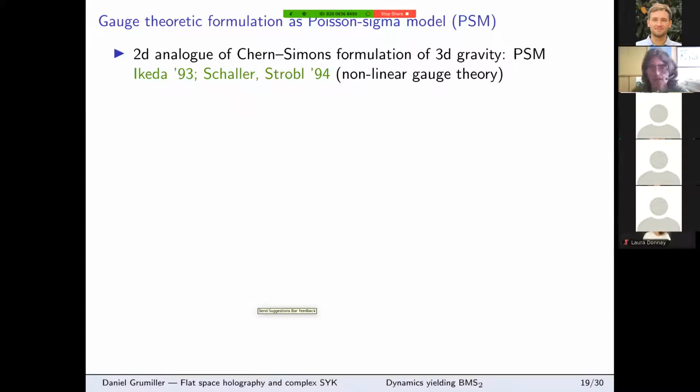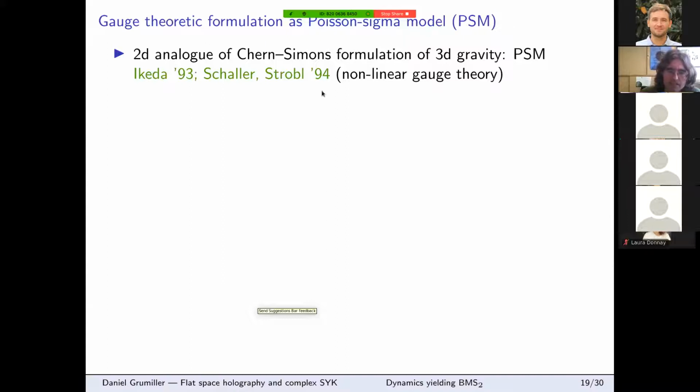Now, from now on, I'm going to present a bit more technical details because I know at least some people in the audience might be interested in them. So in order to proceed, I'll switch now from the metric formulation to the gauge theoretic formulation as a Poisson sigma model. So in Lyon, you have one of the founding fathers of this formulation, namely Thomas Strobl. And well, in some sense, Poisson sigma models are the 2-dimensional analog of Chern-Simons formulation of 3D gravity.